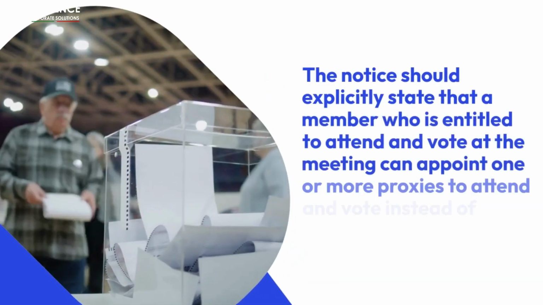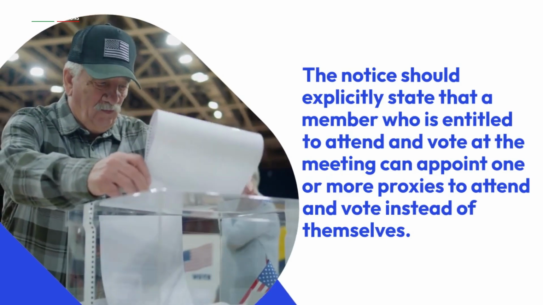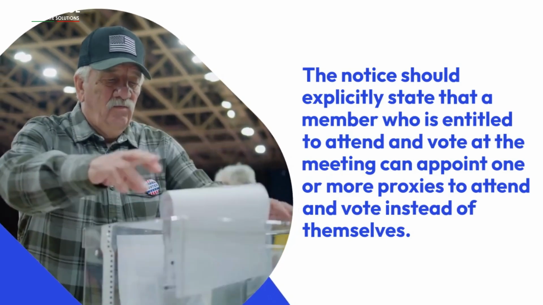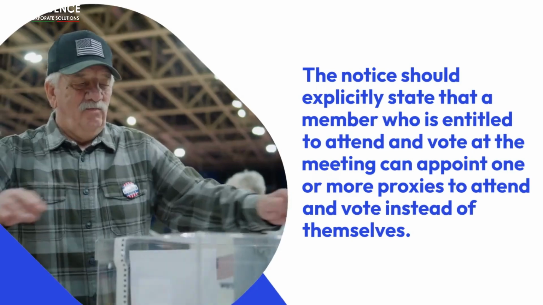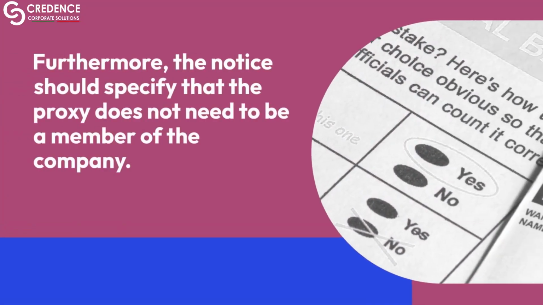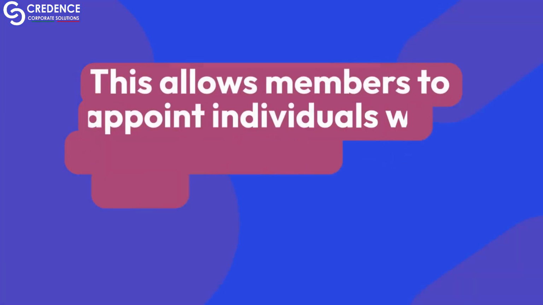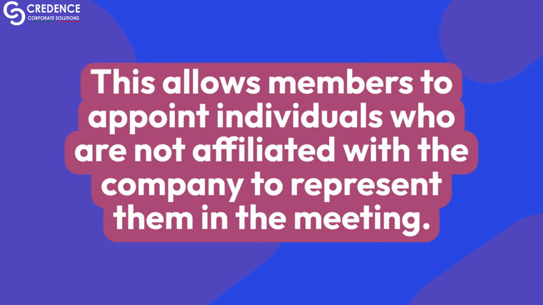The notice should explicitly state that a member who is entitled to attend and vote at the meeting can appoint one or more proxies to attend and vote instead of themselves. Furthermore, the notice should specify that the proxy does not need to be a member of the company. This allows members to appoint individuals who are not affiliated with the company to represent them in the meeting.